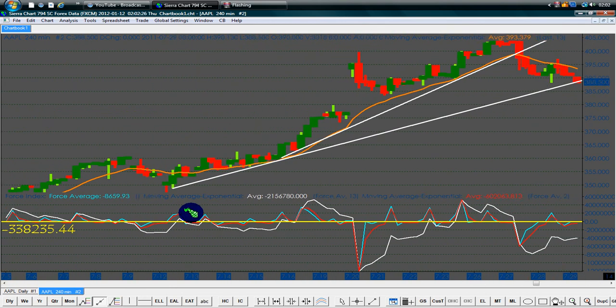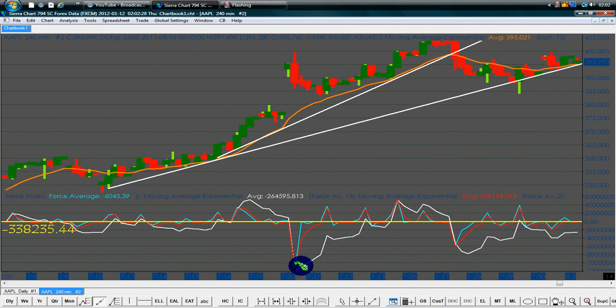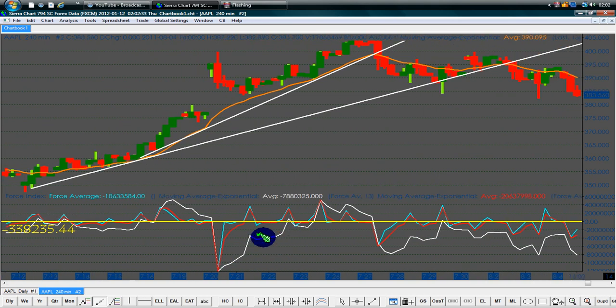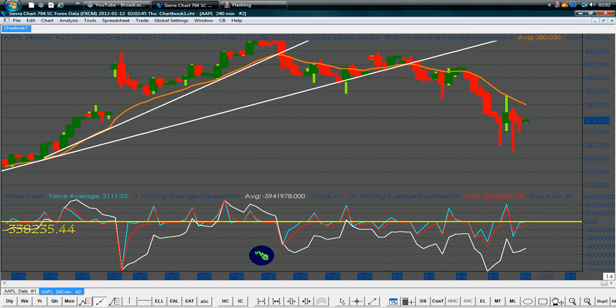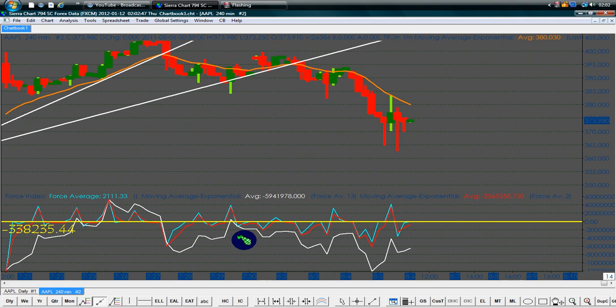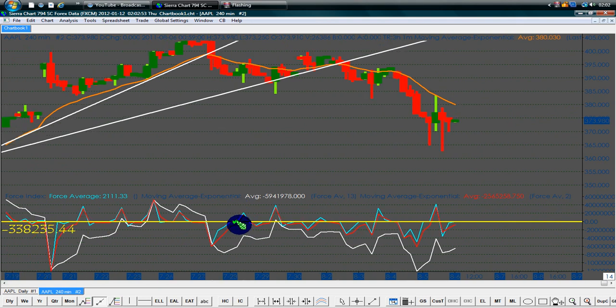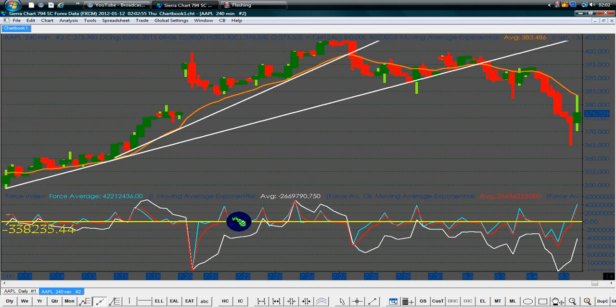Some traders will use the divergence of the exponential moving average 13 of the force index to make a decision. So when they see the exponential moving average 13 of the force index displaying a higher low but the price displaying a lower low, they will take a bullish position. On the other hand, for the bearish divergence, when the exponential moving average 13 of the force index displays a lower high and the price displays a higher high, some traders will look for an opportunity to sell.